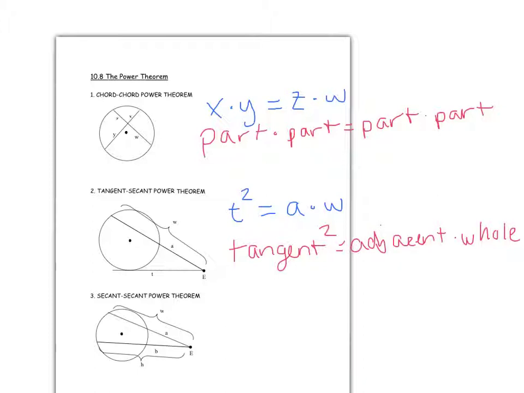Okay, and then the last one is the secant-secant power theorem. This one uses two secant lines hitting the circle, and this one says that if we take the outside part of one of the secant lines times the whole thing, that's equal to the outside part of the other secant line times the whole thing. So again, my memory clue here is outside times whole equals outside times whole.